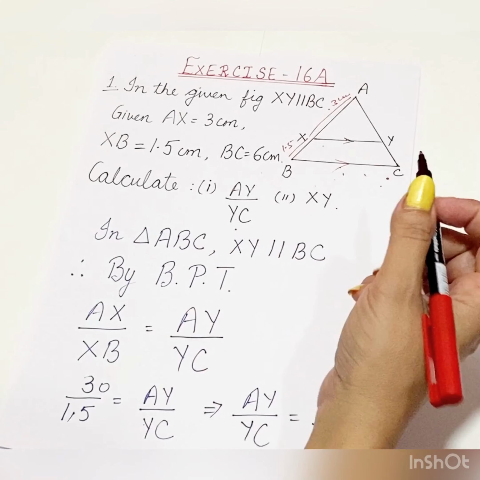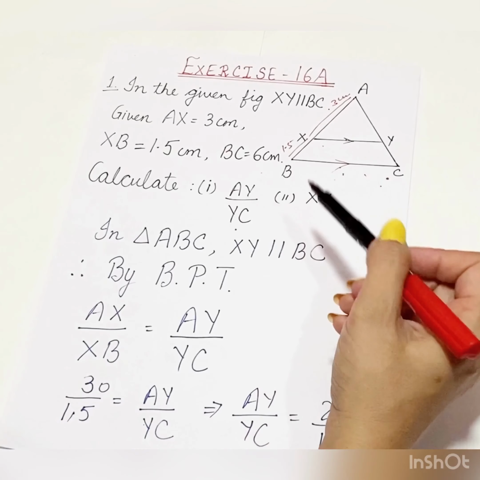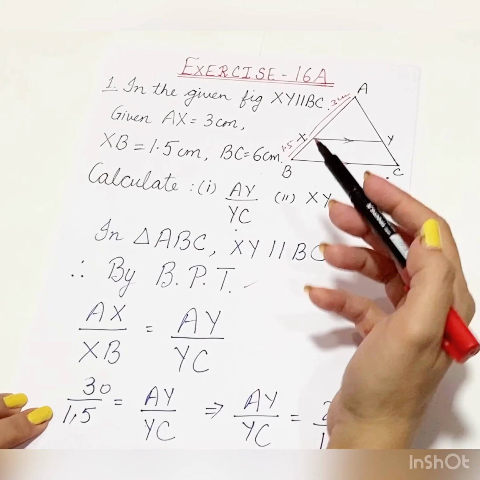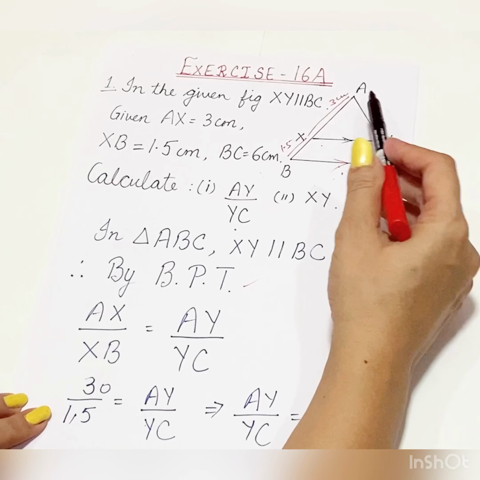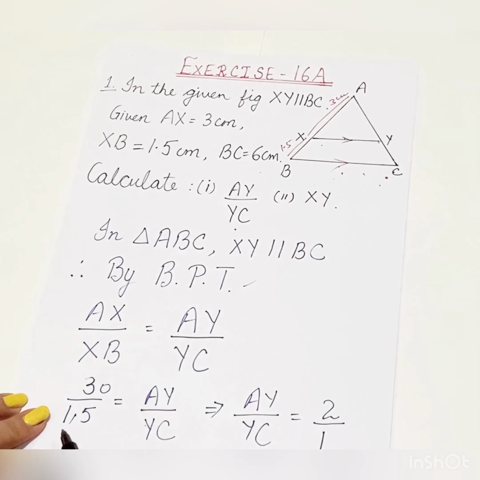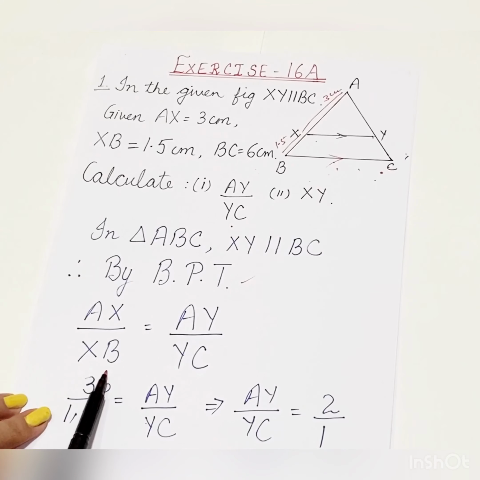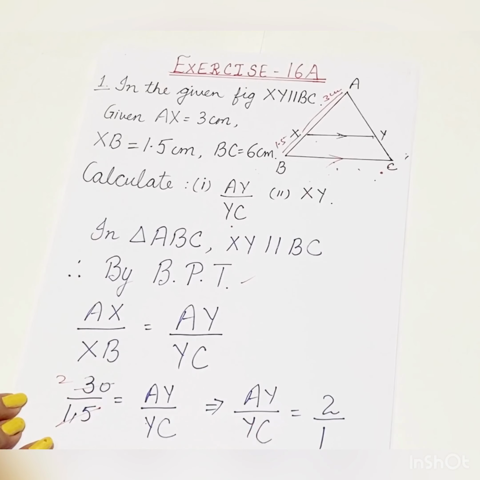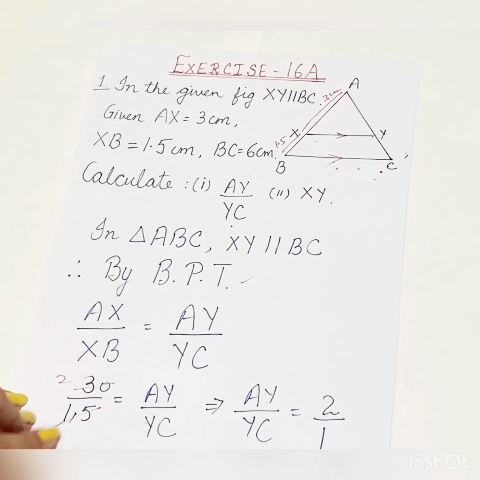So children, it's very simple. In this we will apply the basic proportionality theorem. You will have AX upon XB is equal to AY upon YC. So it is 3 upon 1.5. When I remove the decimal, I put a 0 here, equal to AY upon YC. And it will be what? It gets cancelled. So AY upon YC is 2 by 1.